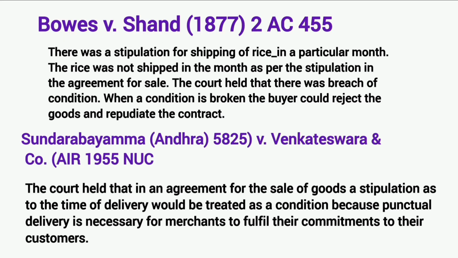The case law relating to these principles was versus Shade. In this case, there was a stipulation for shipping of rice in a particular month. The rice was not shipped in the month as per the stipulation in the agreement for sale. The court held that there was a breach of condition, and when a condition is broken, the buyer could reject the goods and repudiate the contract.